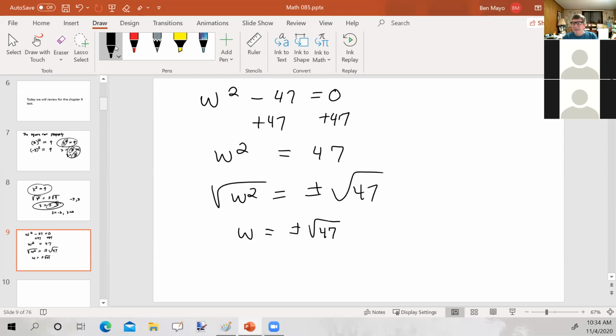Now, I can't simplify the square root of 47. There are no perfect square factors in there. I'm not going to go with a decimal approximation. I'm just going to leave the exact answers. In WebAssign, I would list it as negative the square root of 47, comma, the square root of 47.